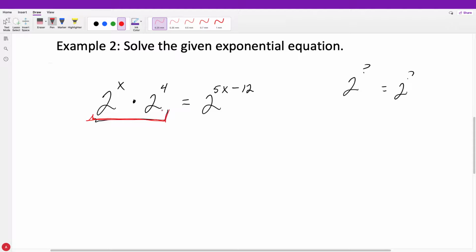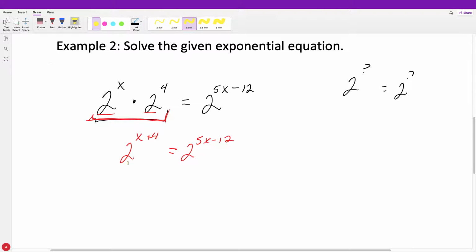And we have a rule for this. When we're multiplying with like bases, we can go ahead and add our powers. So this could be rewritten as 2 to the x plus 4 power because like bases, we can add our powers. We can't actually add x and 4 together as far as simplifying it any further, but we can rewrite it as 2 to the x plus 4 power by using our exponent rules. And this is then equal to 2 to the 5x minus 12.